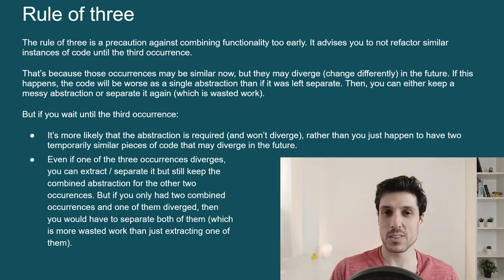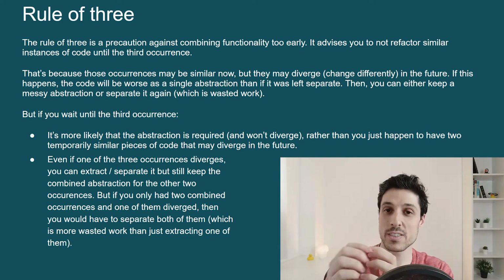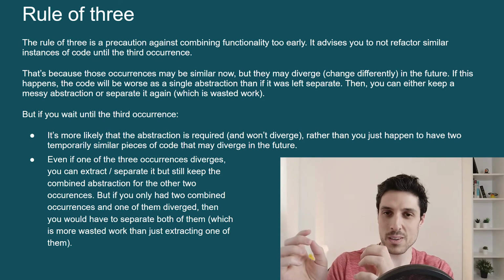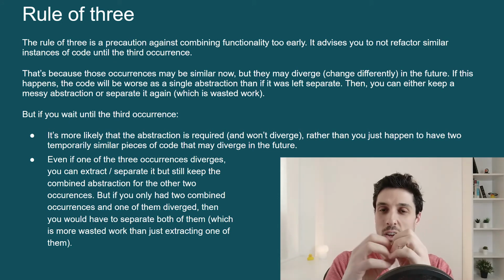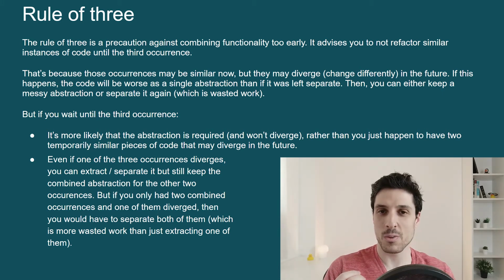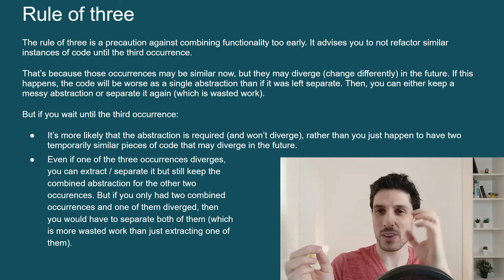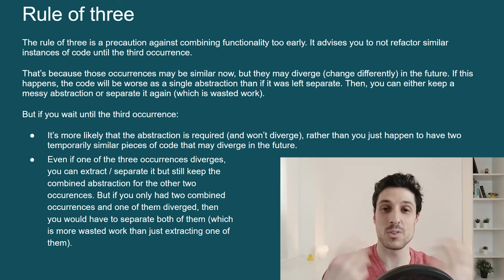The third big reason is that even if they do diverge, it's going to be less work for you. You wait until the third occurrence to refactor, and now one of the occurrences diverges. That's fine, because you can extract the diverged one and keep the combined abstraction for the other two. So this is not a lot of work. You extract one and you still keep this. On the other hand, if you combine on the second occurrence and now one of them diverges, you would have to separate both of them, because if you separate one, you have to fix the other as well. Basically, it's less work if you wait until the third occurrence and they diverge than if you don't.